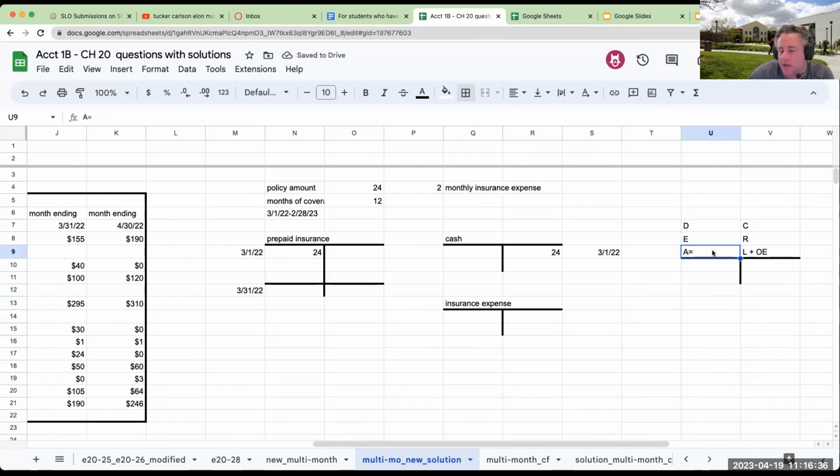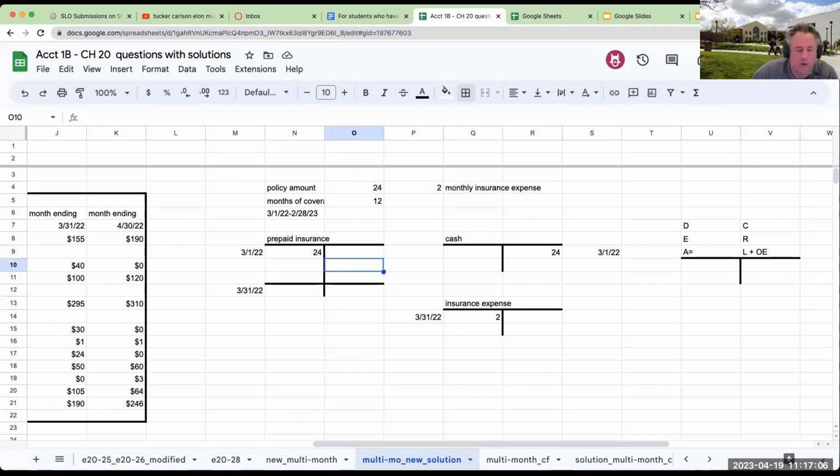I show an increase to an asset with a debit, like I did up here, and decreases to an asset with a credit, which I did over here. I record expenses with debits, revenues with credits. Liabilities and equity typically have credit balances. They increase with credits and decrease with debits. So over here, to record insurance expense as of 3/31/22, I'm going to debit insurance expense for 2.